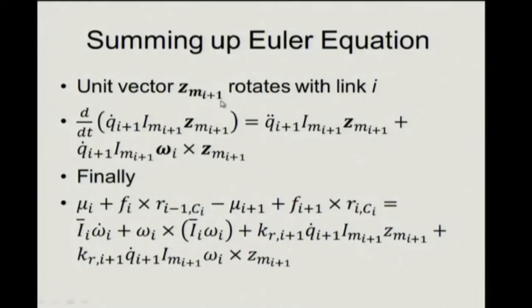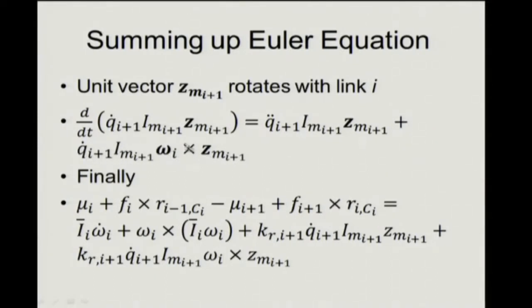So then there is the motor which is there. Now, this rotates with link i. So if you take this term d by dt of q i plus 1 i mi z m i plus 1, if you do d by dt you will get the double derivative of q i, right, and then you will get this term.